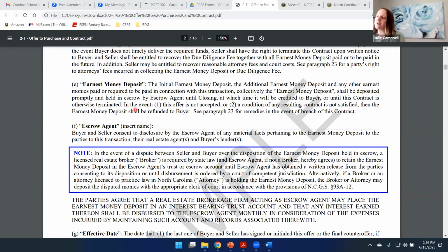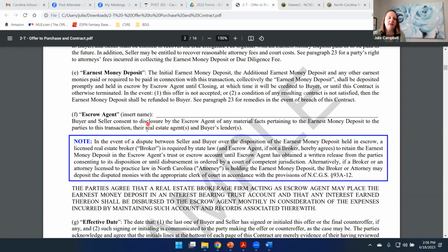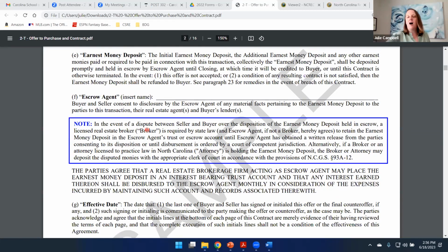Defining the escrow agent who's going to hold the earnest money. We're going to insert a name. The name we're going to put in here is the name of the firm, be it the real estate firm or the closing attorney's firm. Don't put the individual agent or the individual attorney, whatever the firm name is.